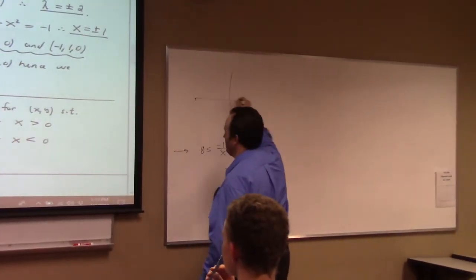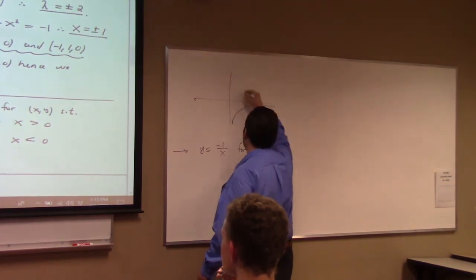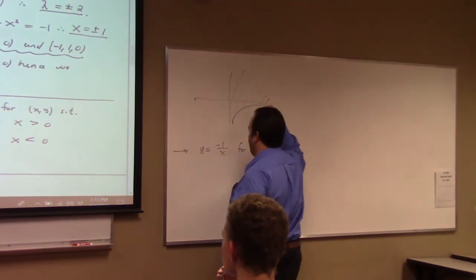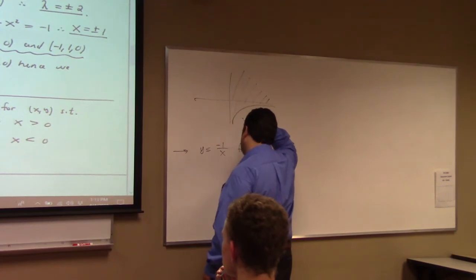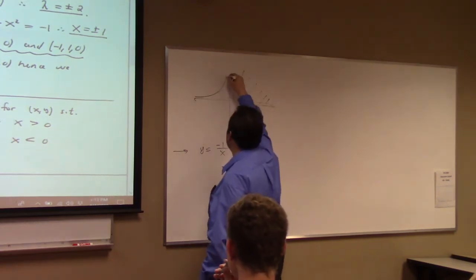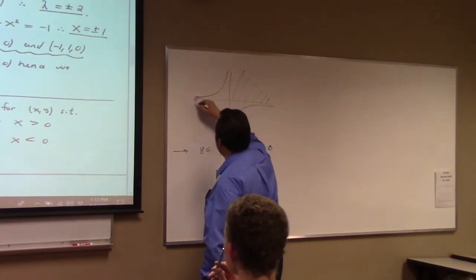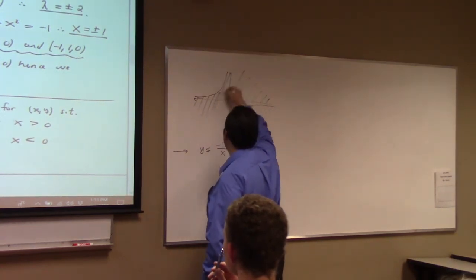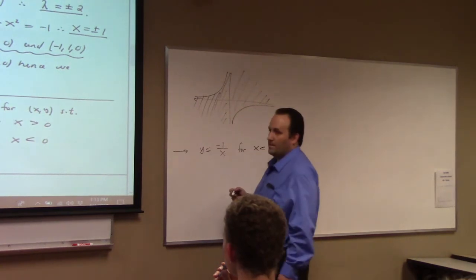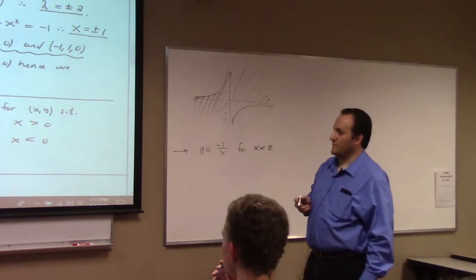So drawing the picture again, I still think this is reasonable. What's y equals -1 over x? That's this curve right here, all right? Less than or equal to -1 over x, that's down here.